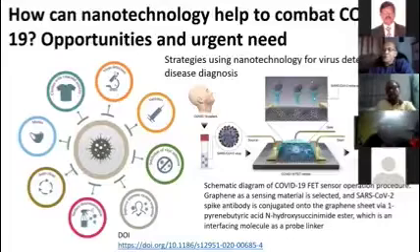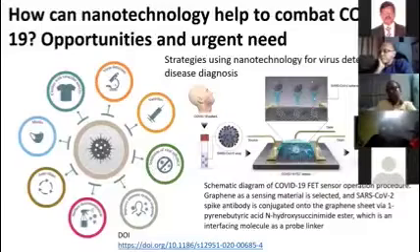Nanotechnology can be used for virus detection, sensors. And nanotechnologically modified vaccines are there. Nanotechnology-based vaccines are there now. People are developing them, still in the developing stage. And even the standard mRNA vaccines use nanotechnology, like lipid nanoparticles, to encapsulate the mRNA.